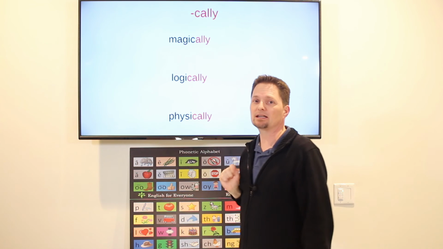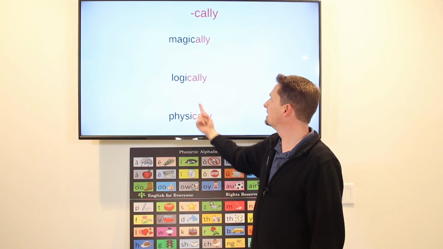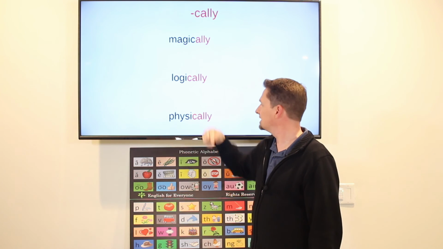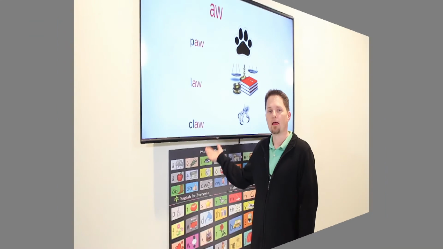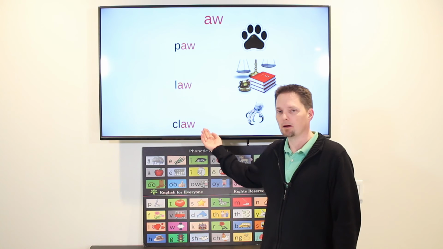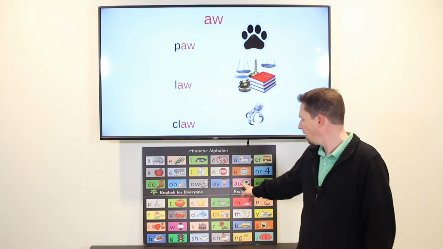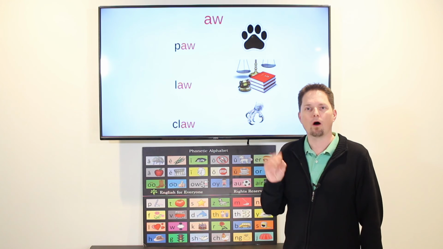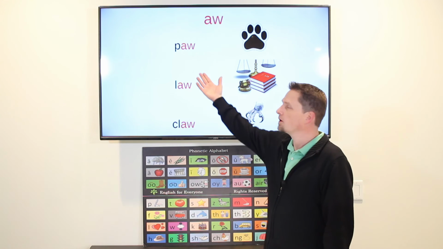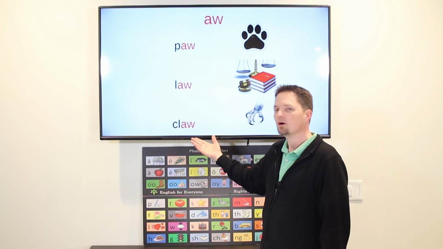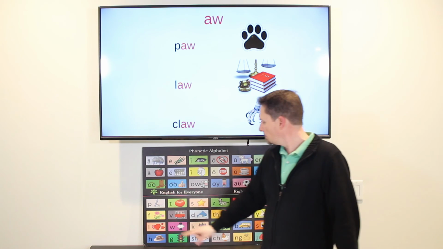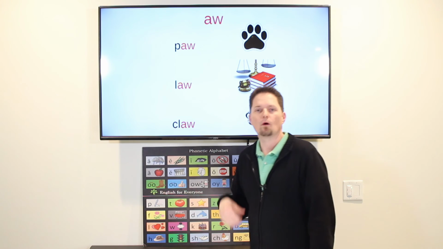Sometimes the A is silent, like in the combination CALLY, because when you say this, it's magical, but you put the ly, it's magically, no A. Logically, physically, no A. The sound of AW together, aw, one sound. Examples: paw, law, claw. Remember, no W sound, only open aw.